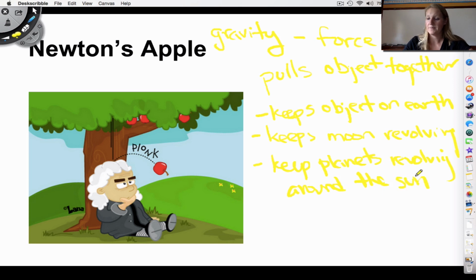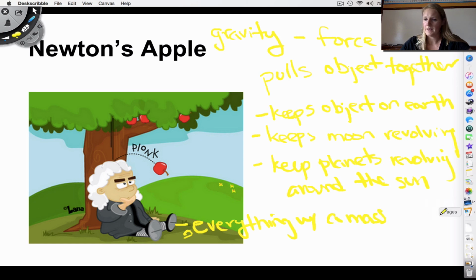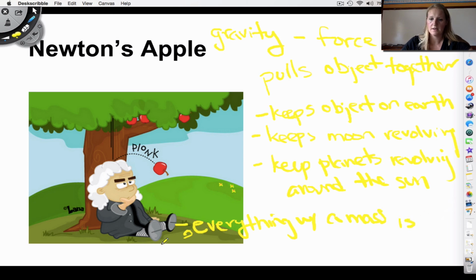Pretty impressive stuff, right? Gravity, and one final thing, is that everything with a mass is attracted to each other.